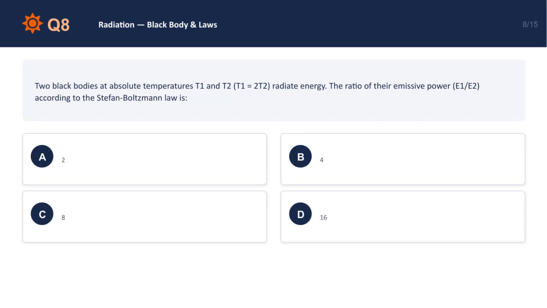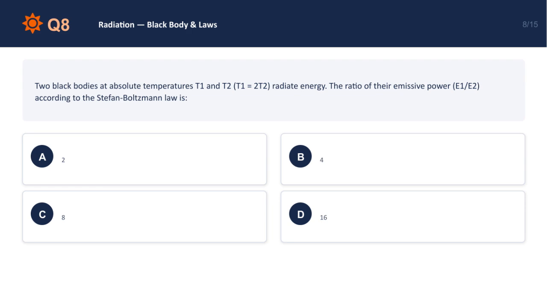Here we have a question about radiation and black body loss, specifically the Stefan-Boltzmann law. We are given two black bodies at absolute temperatures T1 and T2, with T1 being twice T2. The question asks for the ratio of their emissive powers, E1 over E2. According to the Stefan-Boltzmann law, the emissive power is proportional to the fourth power of the absolute temperature, meaning E equals sigma times T to the fourth.